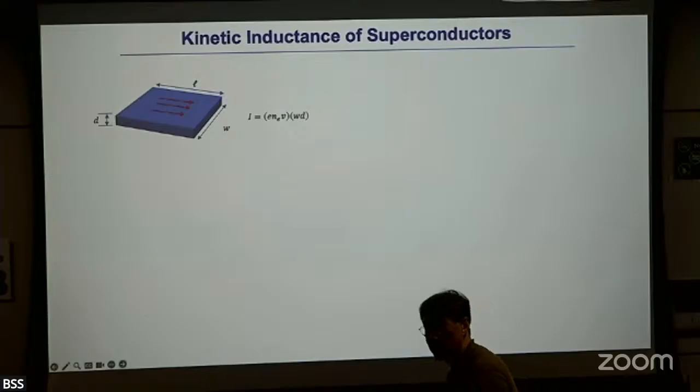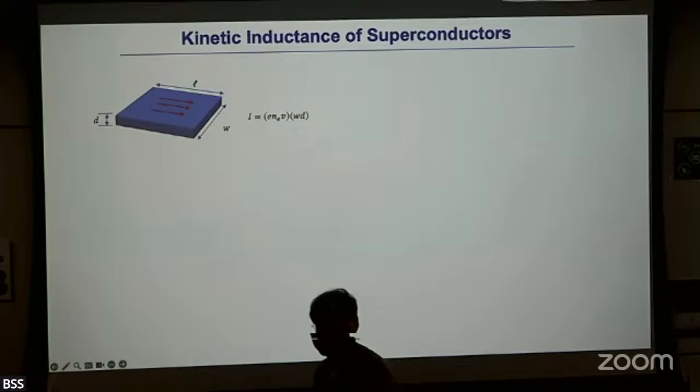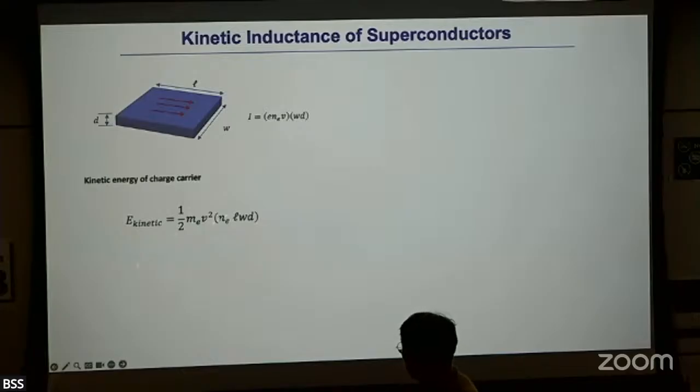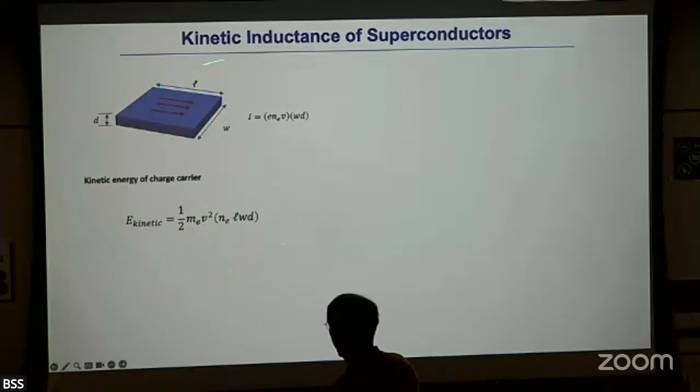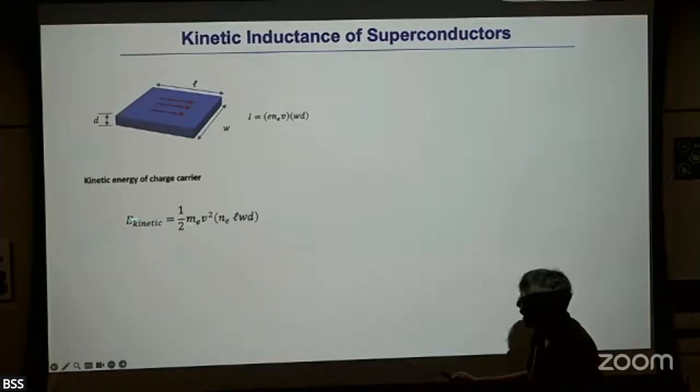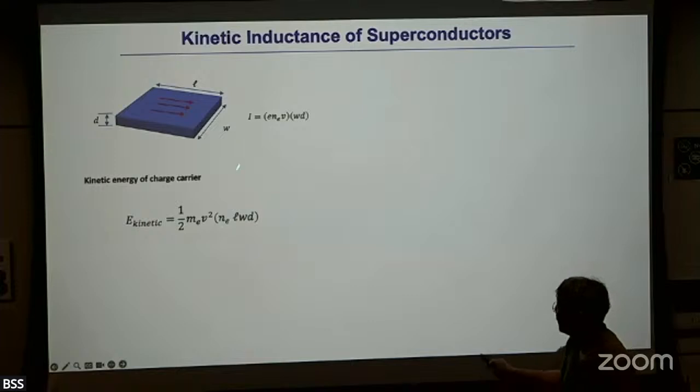Now that I have written down the current in that way, we can ask the following question. Current is carried by these carriers, and since the carriers are moving, you can ask what is the kinetic energy of the carriers altogether, right? Kinetic energy is half mv squared. That's simple, but then I have to know the number of carriers, and for the total number of carriers I have to multiply by the volume, right? So this is the total kinetic energy of the carriers carrying the current in my sample. Let me rewrite this kinetic energy in terms of the current.